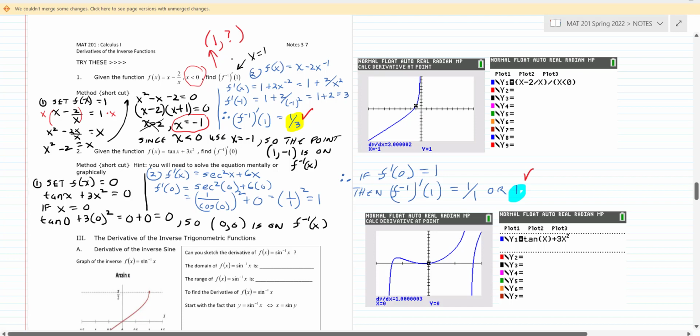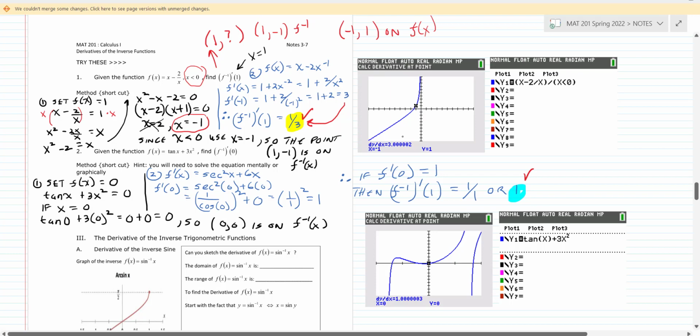Now plug in. What you have is the point 1, negative 1 is on the inverse. So that means negative 1, 1 is on the function f of x. So when you do the derivative, evaluate that at negative 1. Plug negative 1 into your derivative, and you have 1 plus 2 over negative 1 squared. That's 1 plus 2, which is equal to 3. So therefore, if the derivative of the function at negative 1 is 3, then the derivative of the inverse at 1 is going to be 1/3.